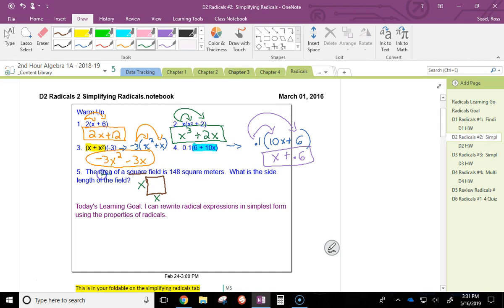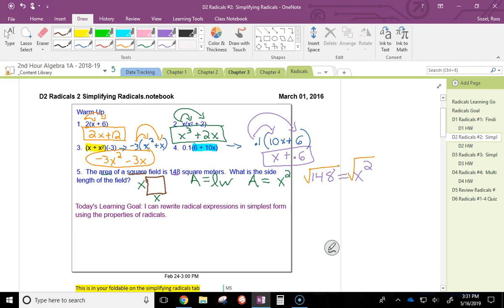The way we find area is length times width. But in the case of a square, area equals x squared, because x times x is x squared. Well, they told us the area, so I would say 148 equals x squared. We undo squaring by square rooting.